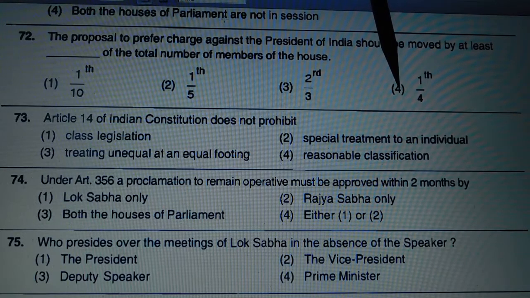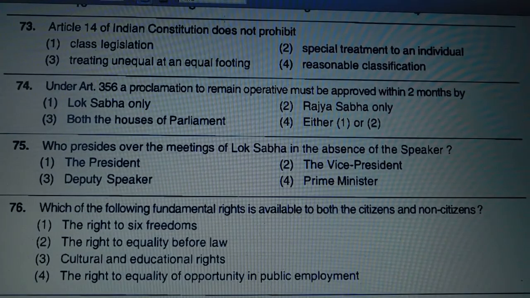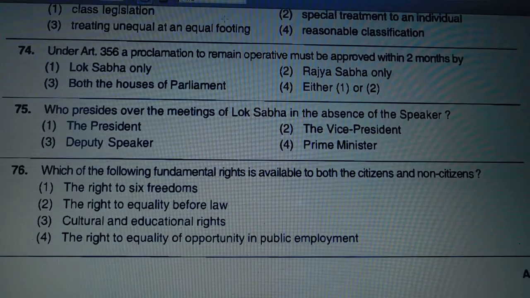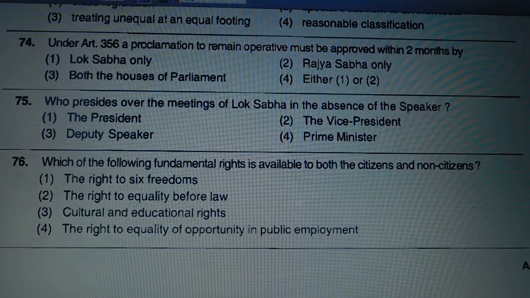The answer is 1/4. Question number 73. Article 14 of the Indian Constitution does not prohibit. The answer is reasonable classification. Question number 74. Under Article 356, a proclamation to remain operative must be approved within 2 months by. The answer is both the Houses of Parliament.